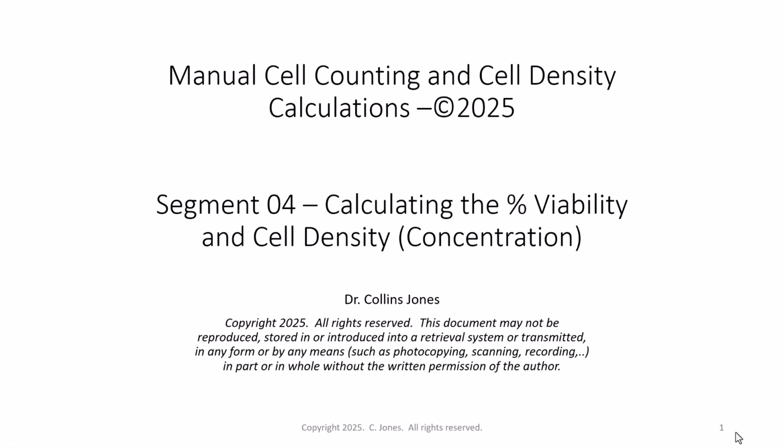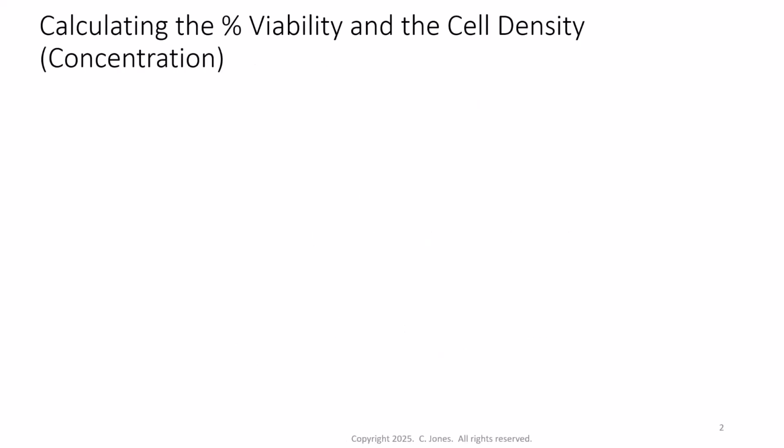Welcome to segment 4 of my video series on manual cell counting and cell density calculations. In this segment, we will cover how to do the actual calculations of percent viability and cell density. We will also briefly review scientific notation and how to determine and calculate dilution factors. So let's get started with some basic definitions of percent viability and the cell density. That is, the equations that we use to do these calculations.